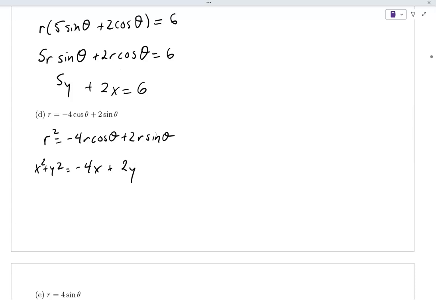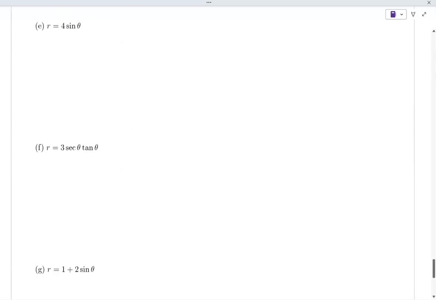That okay? All right. Notice again, though, like I mentioned before, getting an r squared is a good idea when you're trying to convert from polar to rectangular, but don't just blindly square both sides. Okay. So let's look at the next example. Same thought. Where we have r equals 4 sine theta.